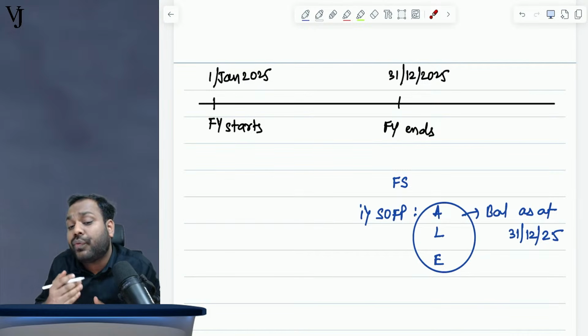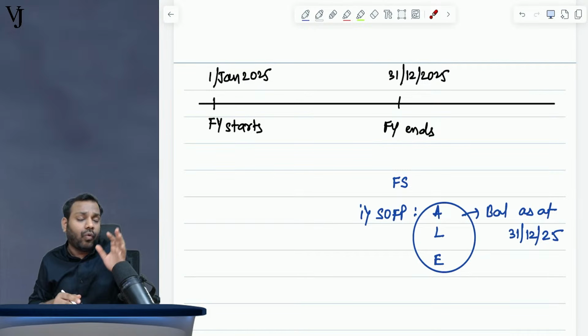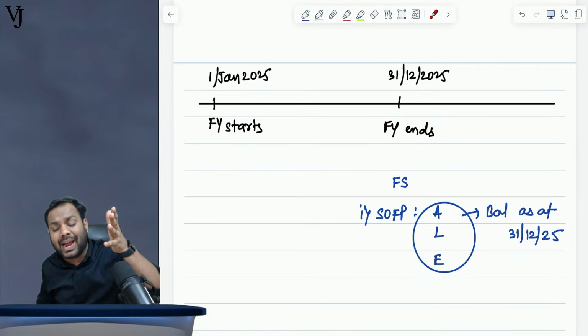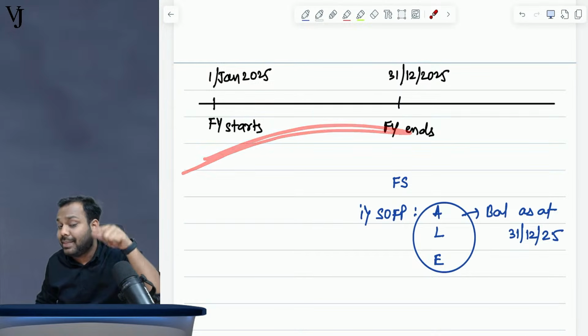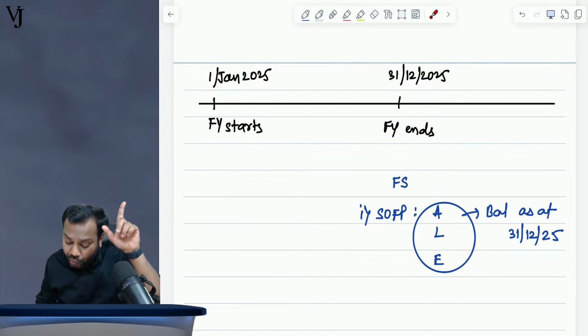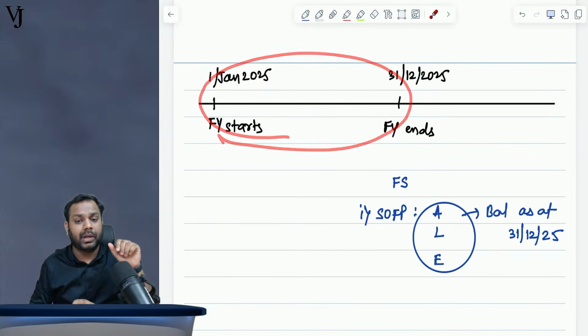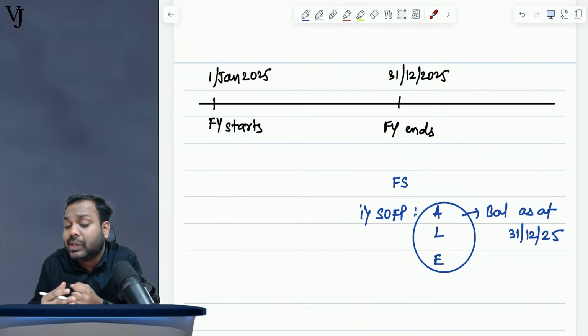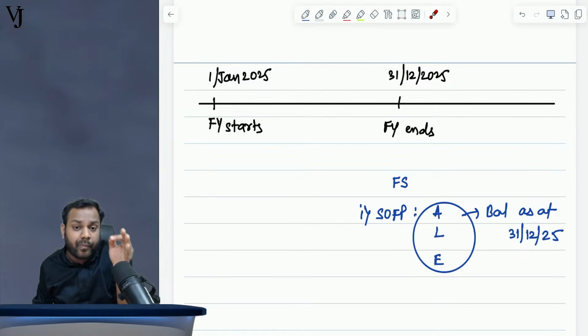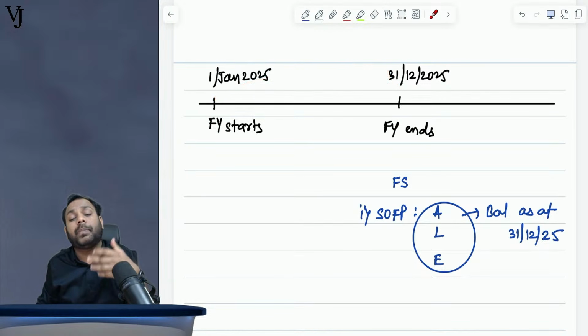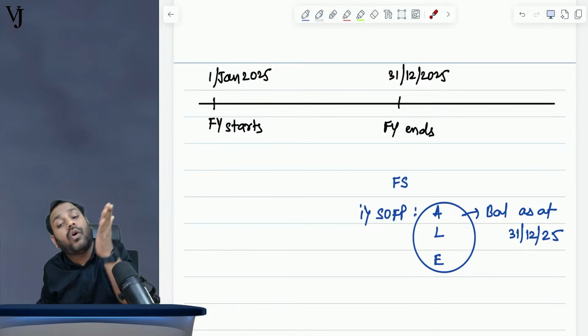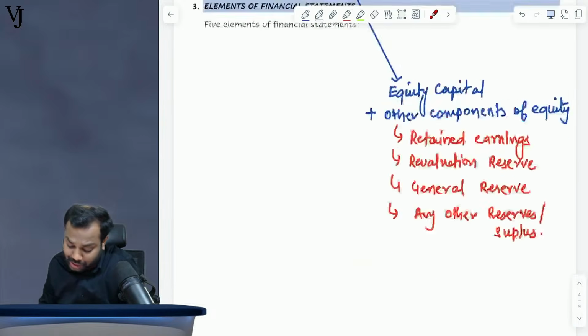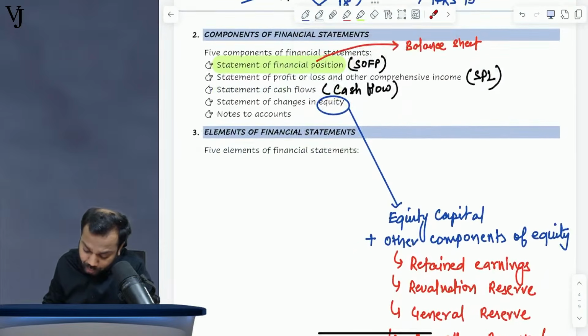Now, the statement of cash flows shows the movement of cash during the year. And that's why the cash flow statement is for the year ended. The statement of changes in equity shows the movement in equity from here till here. So that's why the statement of changes in equity is for the year ended. So understand here, I write it.